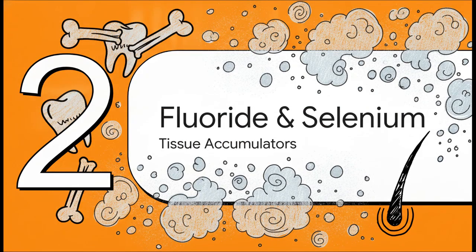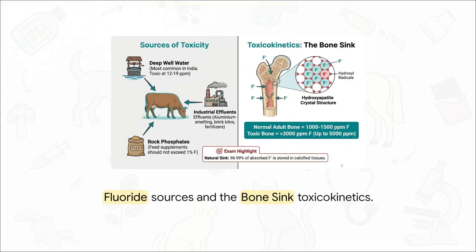Section 2. Fluoride and selenium toxicity. The tissue accumulators. So tissue accumulators are basically the silent builders. These are toxins that slowly stockpile in the body until the damage is already done. Let's dive into fluoride first. Where is this even coming from?